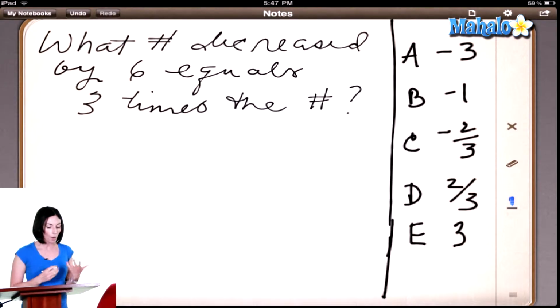There's a way you can translate sentences into math equations. So let's do that with this problem. So it starts off with what number. So we don't know what it is, right? So let's call it something. Let's call it x. Okay? It says what number decreased by 6.